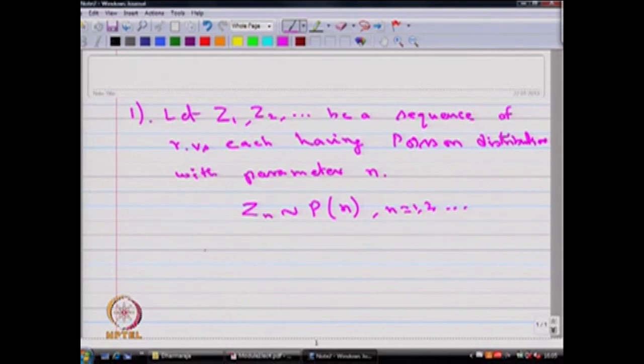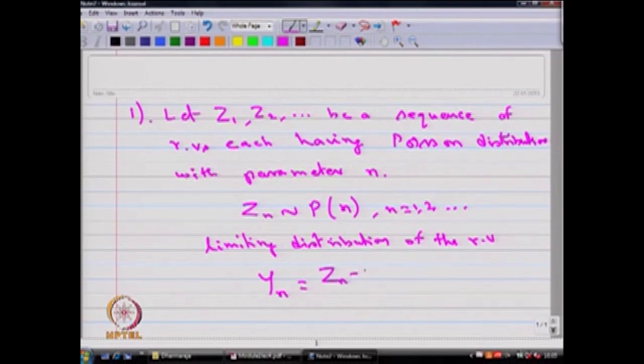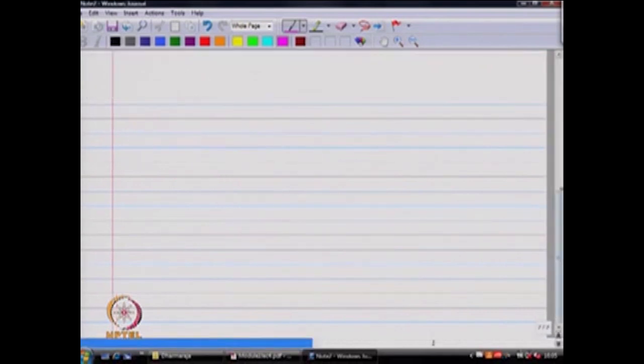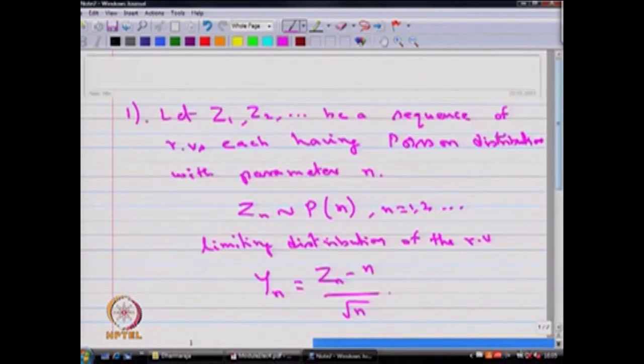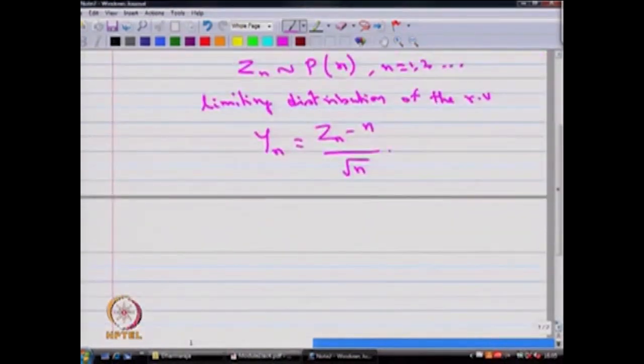Our interest is to find the limiting distribution of the random variable that is defined as Yn, that is, Zn minus n divided by square root of n. So given Zn is Poisson distribution with the parameter n, we can find out the MGF of Zn.